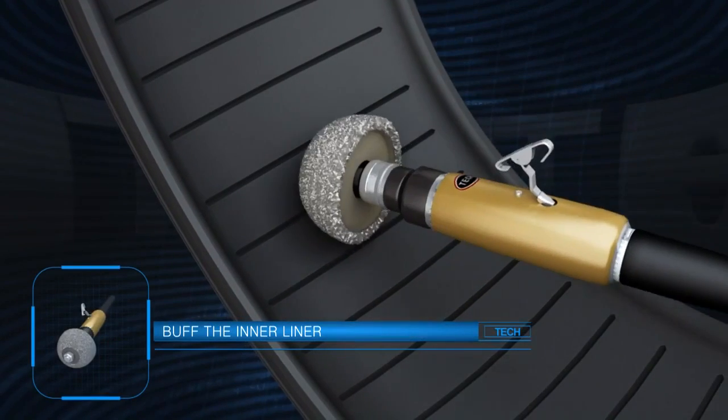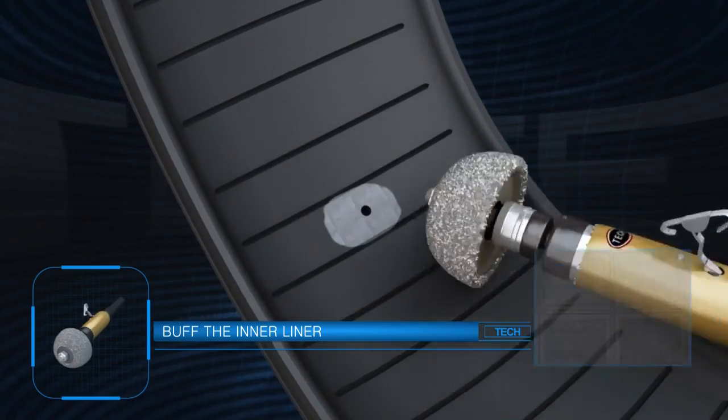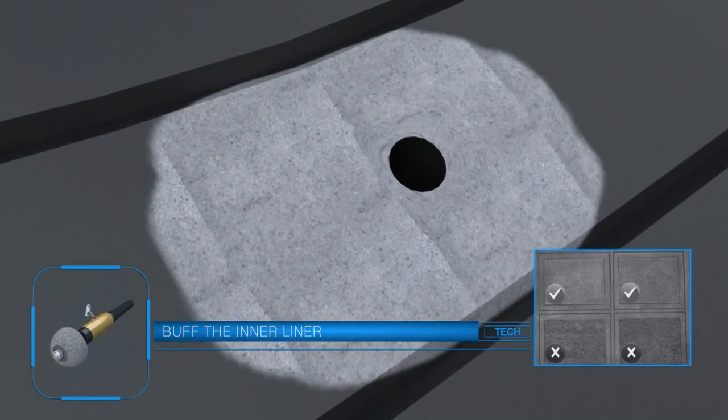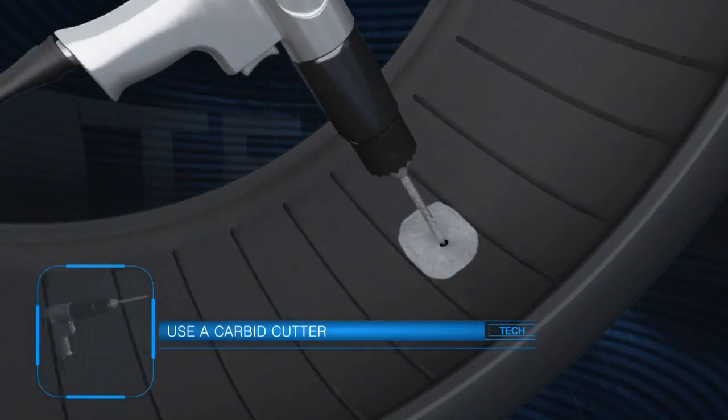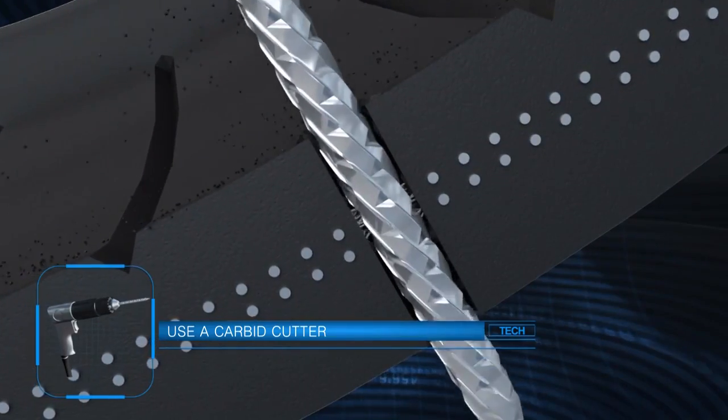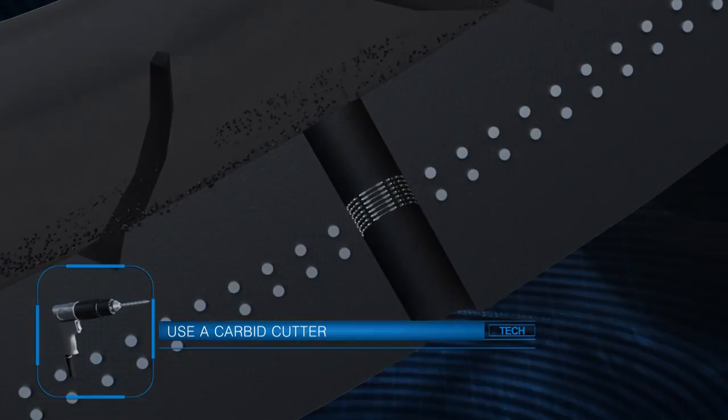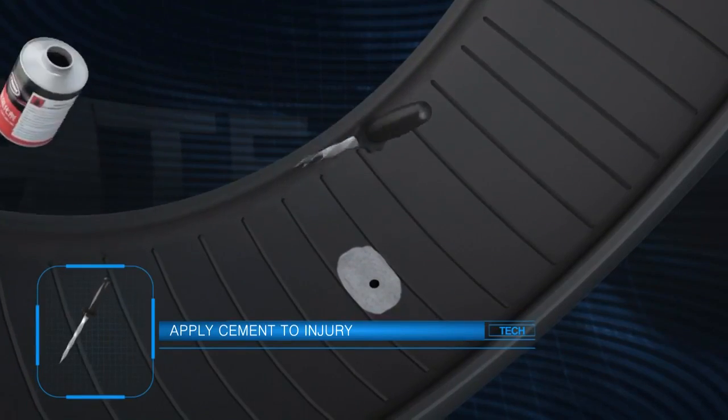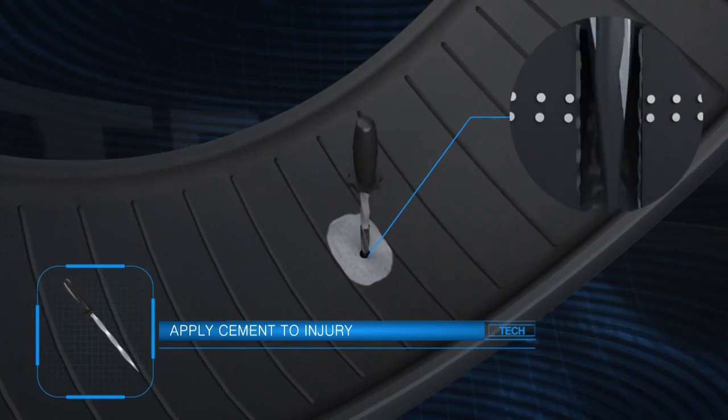Let's take a look at the Uni-Seal Ultra installation process. Use a buffing wheel on the inner liner to create a smooth surface for bonding. Use a carbide cutter to completely remove all the damage from the injury. Apply cement to the injury using a spiral cement tool.